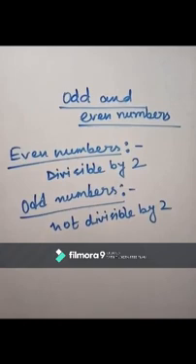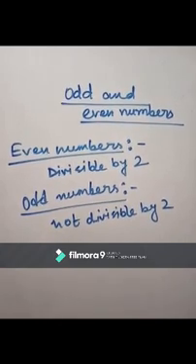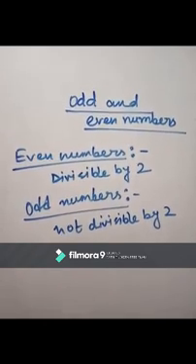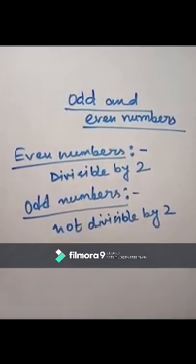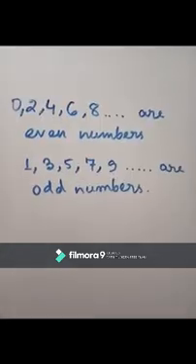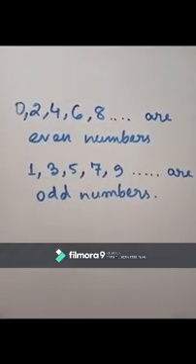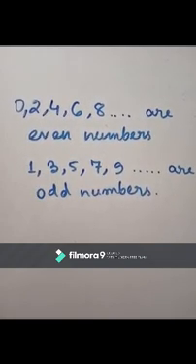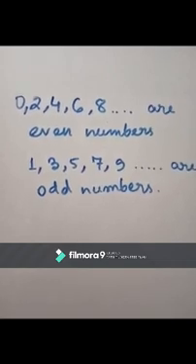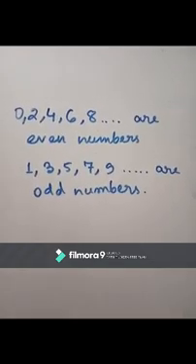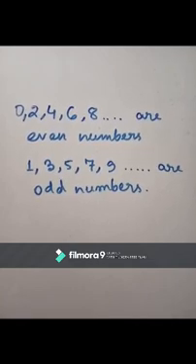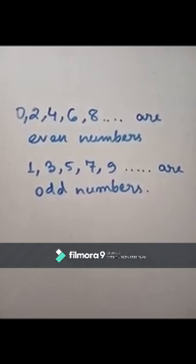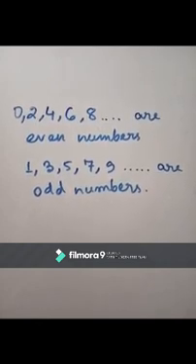Now the next topic, odd and even numbers. Even numbers are those numbers which are divisible by 2 and odd numbers are those numbers which are not divisible by 2. 0, 2, 4, 6, 8 are even numbers. 1, 3, 5, 7, 9 are odd numbers. If the last digit of a large number is even, then the whole number will be even. And if the last digit of a large number is odd, then the whole number is odd.